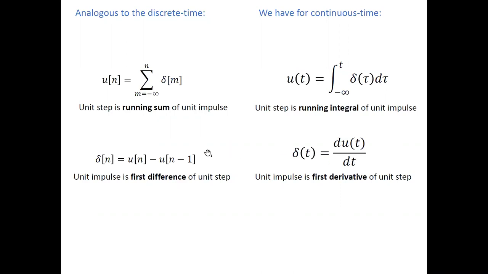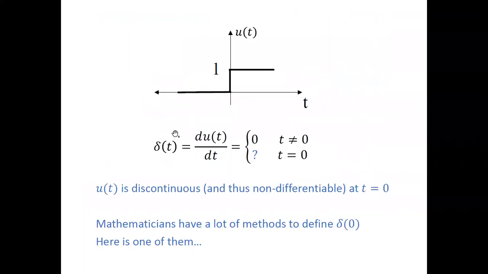Also, if we connect it with discrete time, where we have the first difference, the derivative is the natural extension of the first difference when we go from discrete time to continuous time. So these two relationships for continuous time help us define the continuous time impulse signal delta(t). We know that delta(t) should equal du(t)/dt.